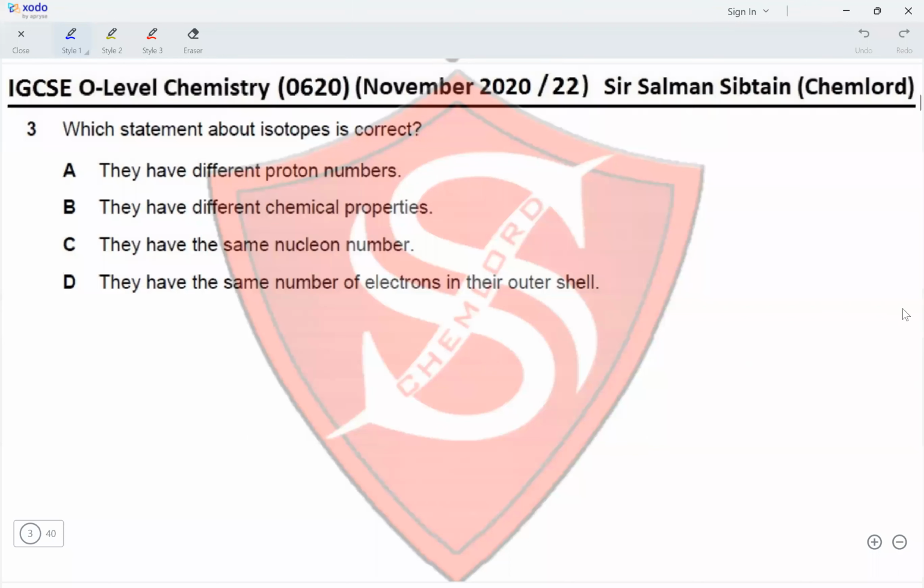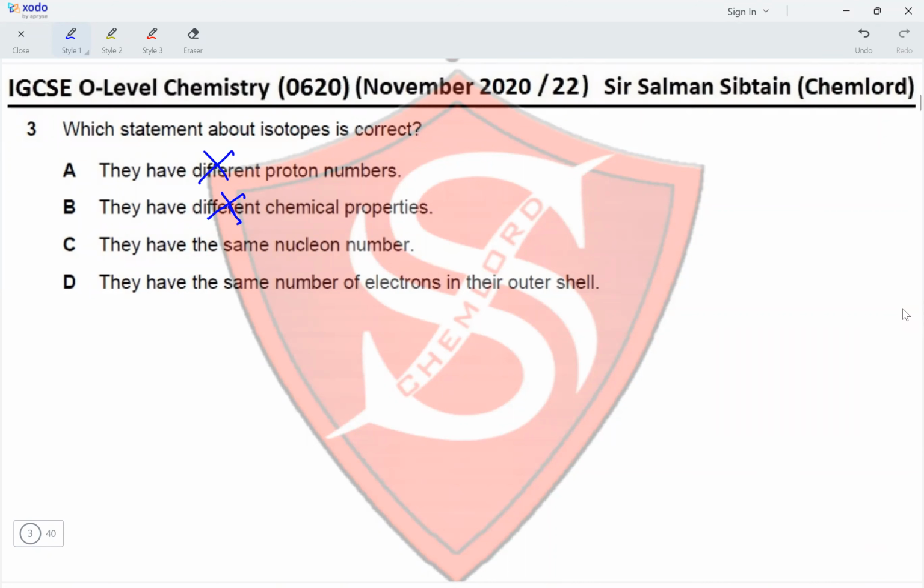Question 3. Which statement about isotopes is correct? They have different proton numbers? No. Isotopes are defined as atoms of the same element having the same number of electrons and protons but a different number of neutrons. So they should have the same number of protons. They have different chemical properties? No, they should have the same chemical properties as well.